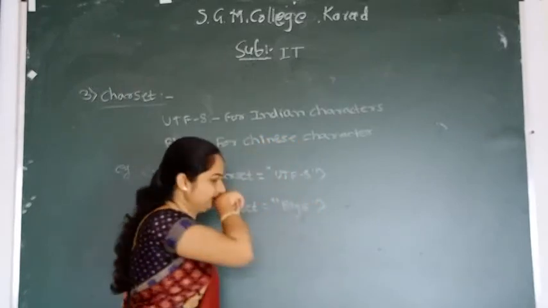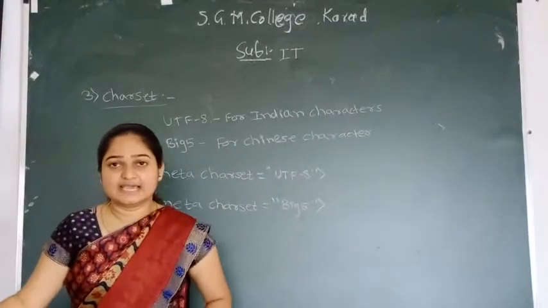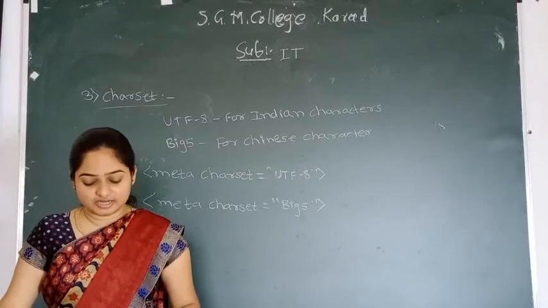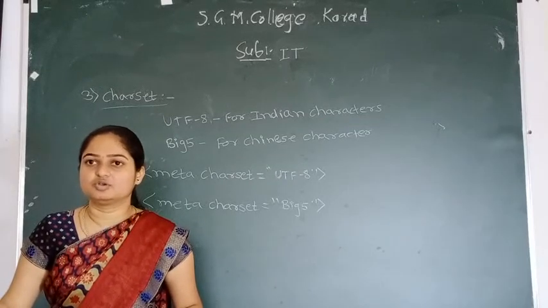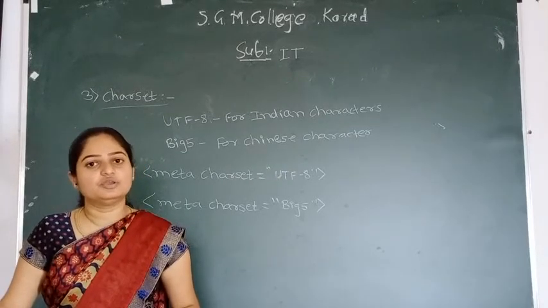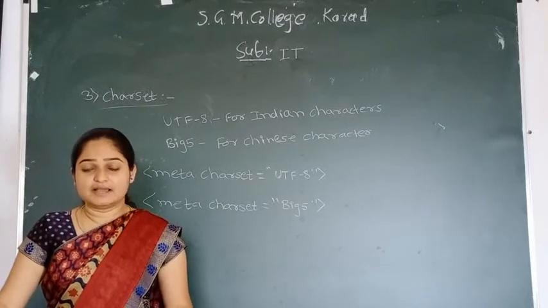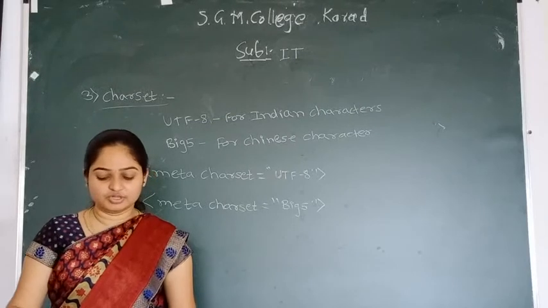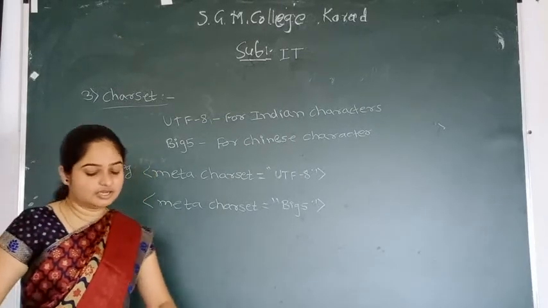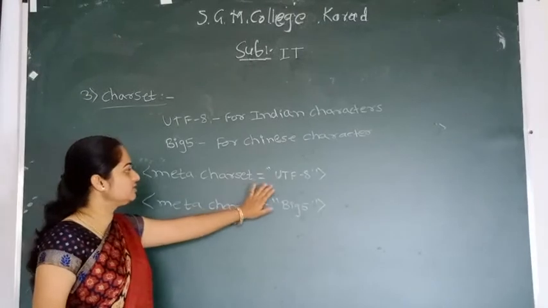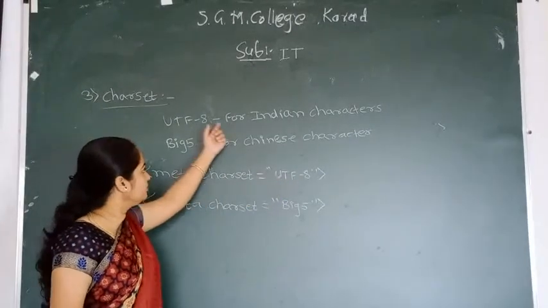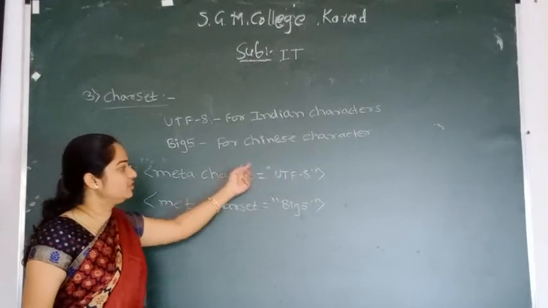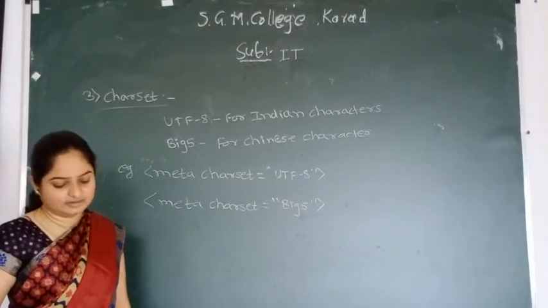The charset attribute of a meta tag specifies the character encoding used by the document. This is called a character encoding declaration. And there are two values. Meta charset equal to UTF-8 is used for Indian characters, and next Big5 is used for Chinese characters.